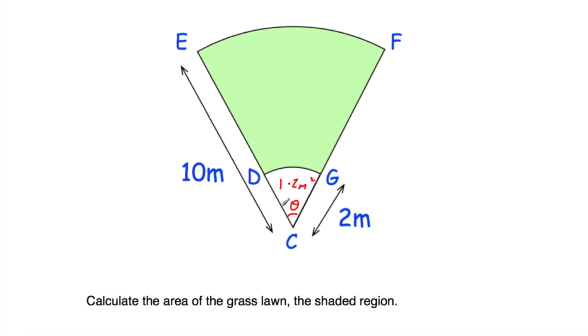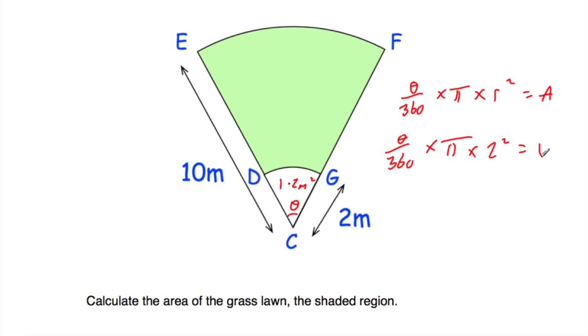Okay, so we want to find the size of this angle beta. So let's look at this smaller sector here, CDG. The area of the sector is beta over 360 multiplied by pi multiplied by the radius squared. Beta, that's what we're trying to find, over 360 multiplied by pi, and then multiplied by the radius squared. If we consider the whole circle, the radius of the whole circle would be 2. So it's going to be 2 squared, and that is equal to the area, which is 1.2.